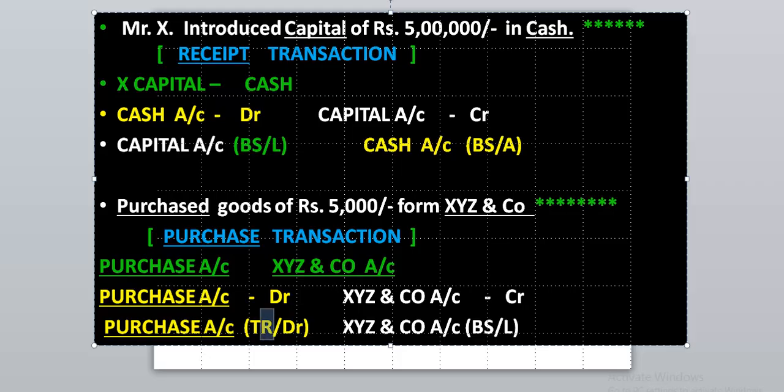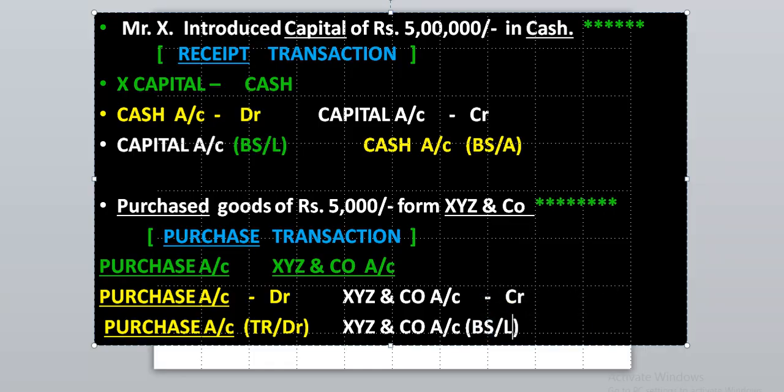I have written very clearly here, in the trading account, and it will be written on the debit side of the trading account. And XYZ and company, where is the XYZ and company account found? It is found in the balance sheet. On the liability side you can see here I have written this particular dimension, balance sheet / L.